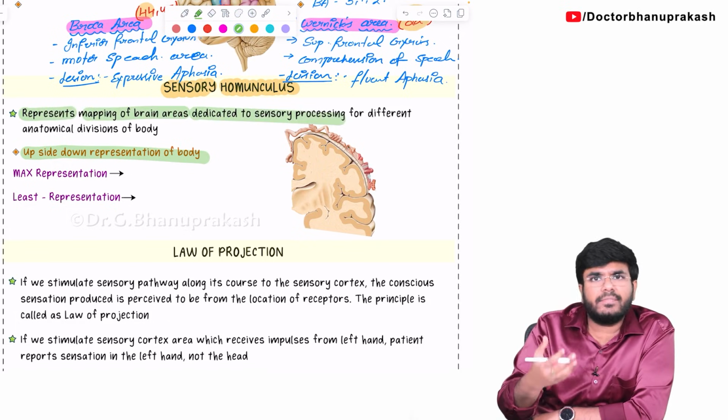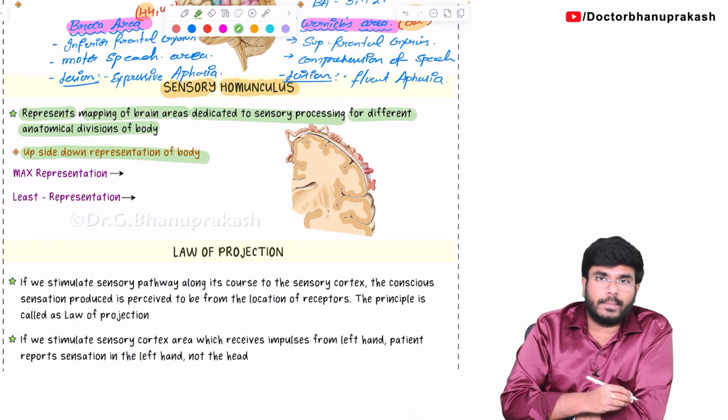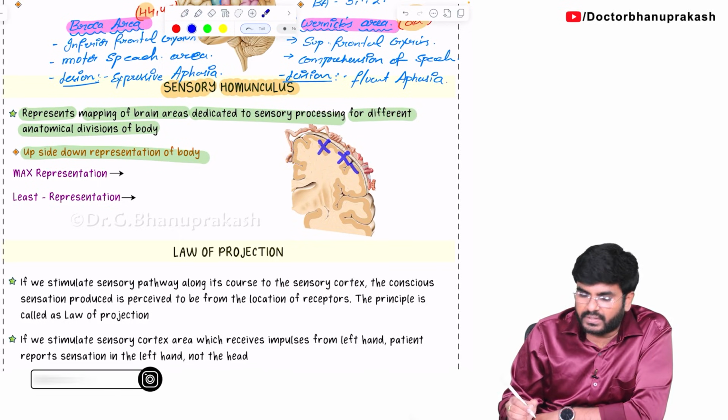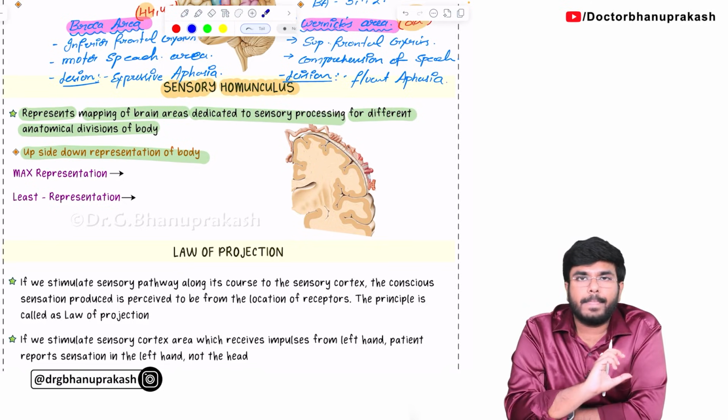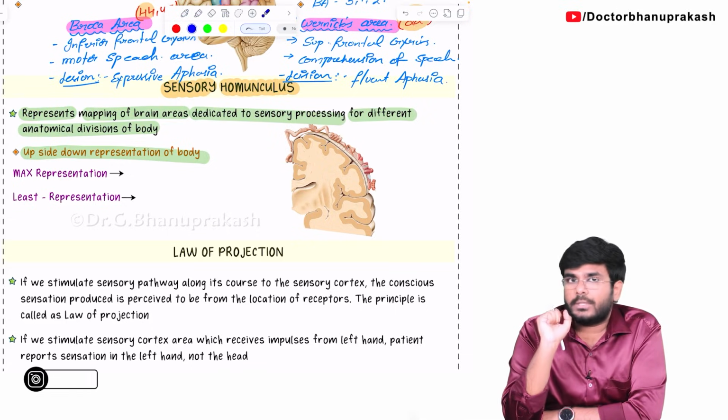Dedicated for what? Dedicated for sensory processing for different anatomical divisions of the body. So you can say, sir, this area for the genital, this area for the lower limbs, this area for the hand, this area for the face, this area for the lips, this area for the chin, something like that. Okay, so it's mapping of the brain areas. Now, why should you know this as a doctor?